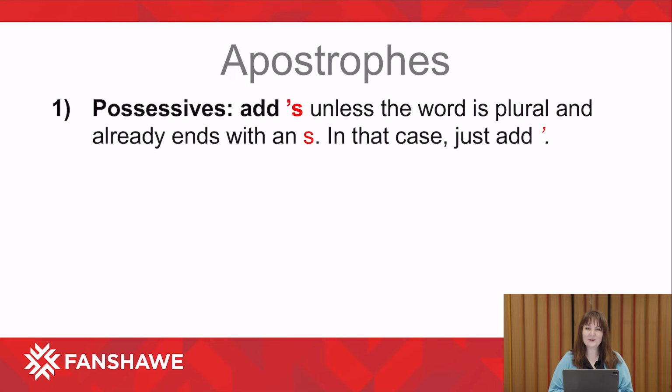So apostrophes can be used to show possession. In this case, you add an apostrophe S unless the word is plural and already ends with an S. In that case, you would just add the apostrophe to show the possession. For example, you could have this apostrophe S in Sam's hat to show that the hat belongs to Sam.